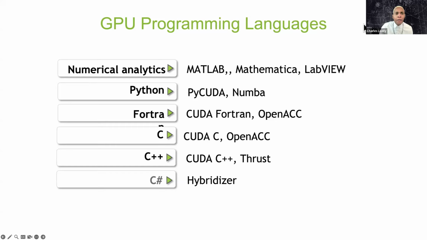And so GPU programming in the NVIDIA ecosystem can take on a number of different forms with the GPU programming languages that are available. You have different languages that you can use, from numerical analytics, different Python programming languages, Fortran, of course, and C, C++, and C Sharp as well. And so CUDA C and CUDA C++ are also used. You have PyCUDA that is available as well for programming on GPUs, and Thrust as well.